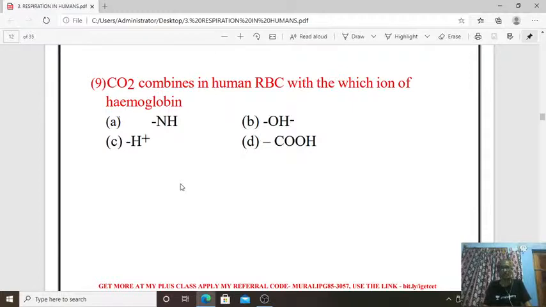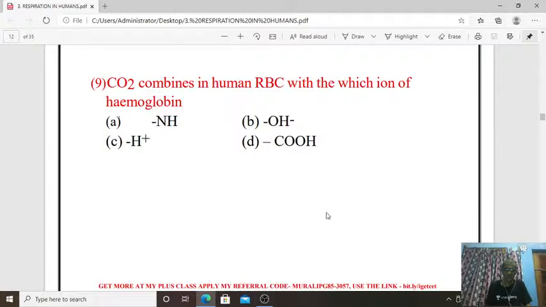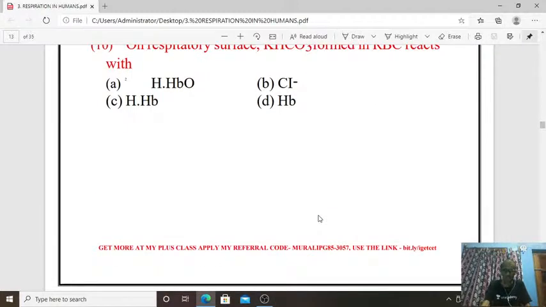So it is going to form hemoglobinic acid. Because of the presence of the amino group in the hemoglobin, it combines with the carbon dioxide and forms that compound. So that is one of the significances of hemoglobin. The answer is A for the 9th question. Next question number 10.